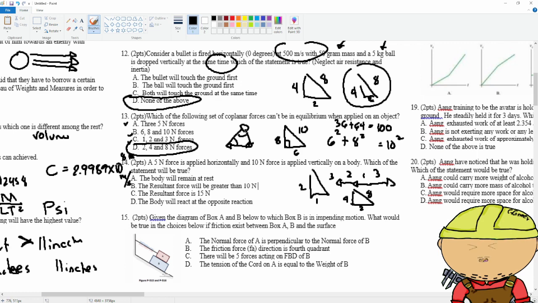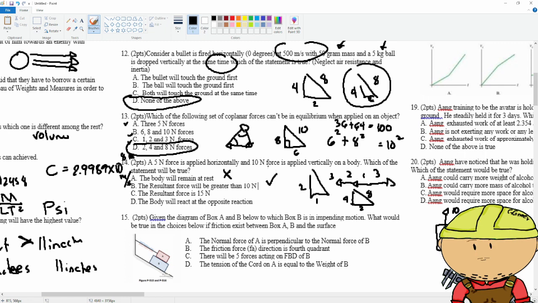Okay. 5 Newton force applied horizontally and 10 Newton force applied vertically on a body. Which of the statements will be true? The body will remain at rest? No. Horizontally and vertically, it will move. The resultant force will be greater than 10 Newton.